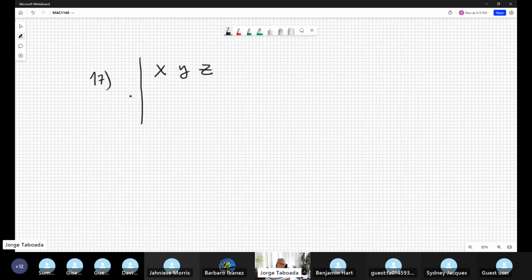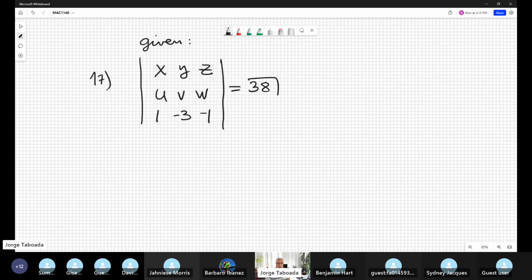So we have x, y, z, u, v, w, the classic example that we are doing in the lecture, with 1, minus 3, minus 1. Suppose this determinant is given, and somebody computed it, and the answer is 38. Bang, it is given. Because I want to use this information to compute another, more complicated one.